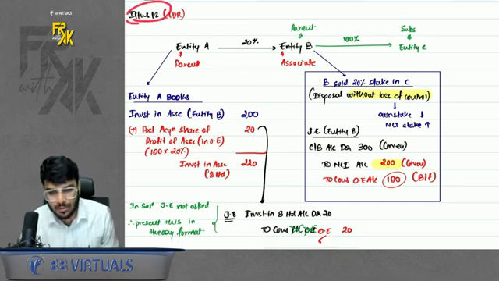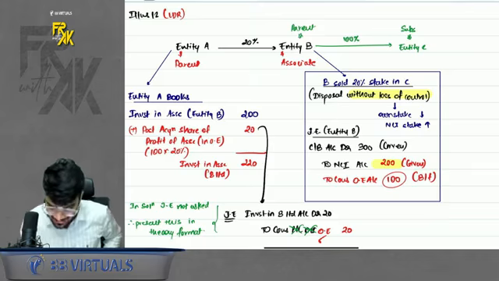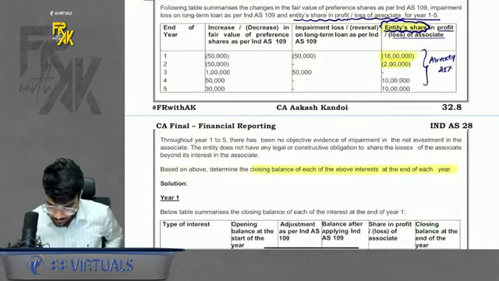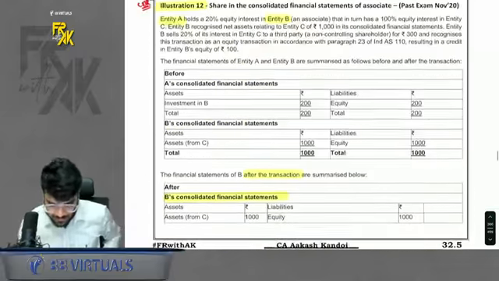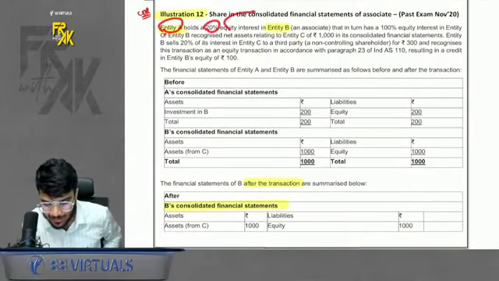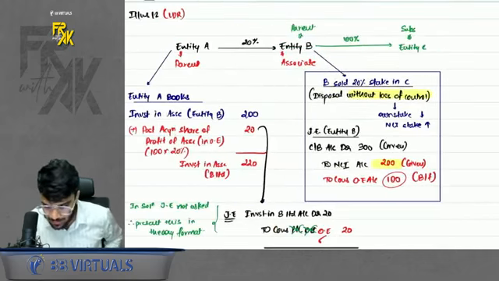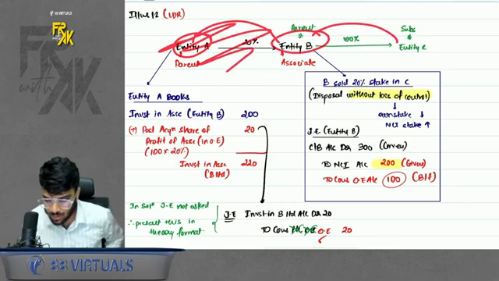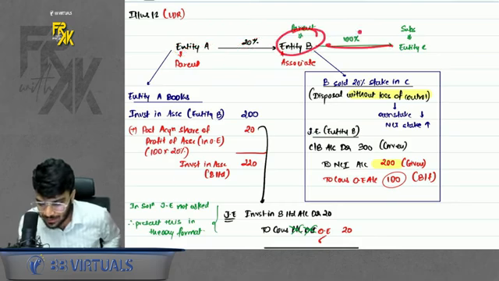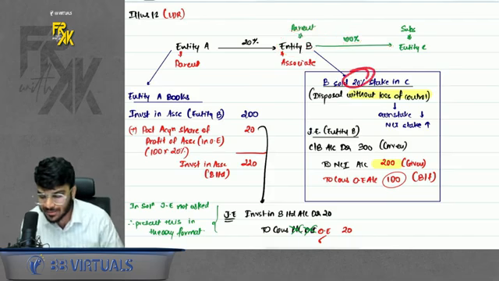One is illustration number 12. Please have a look at illustration number 12. It says that there is entity A who holds 20% in B, and B holds 100% in C. So A holds in B, B holds in C. Now forget about A. What is B doing? B has 100% stake in C. B is selling 20% stake in C.